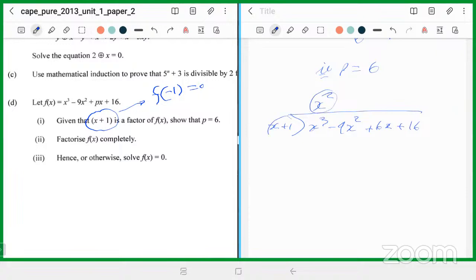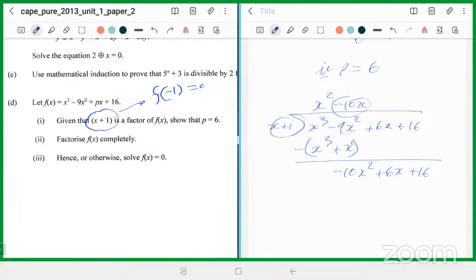It's x squared times these, giving us x cubed plus x. Subtract. This is minus x and minus 9x. This is a square. Sorry, this is a square. So I'm getting minus 10x squared plus 6x plus 16. And this divided by that is negative 10x.